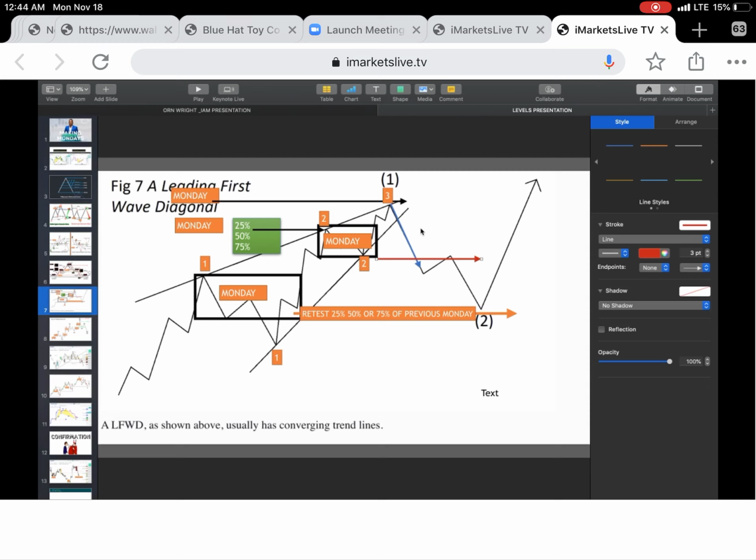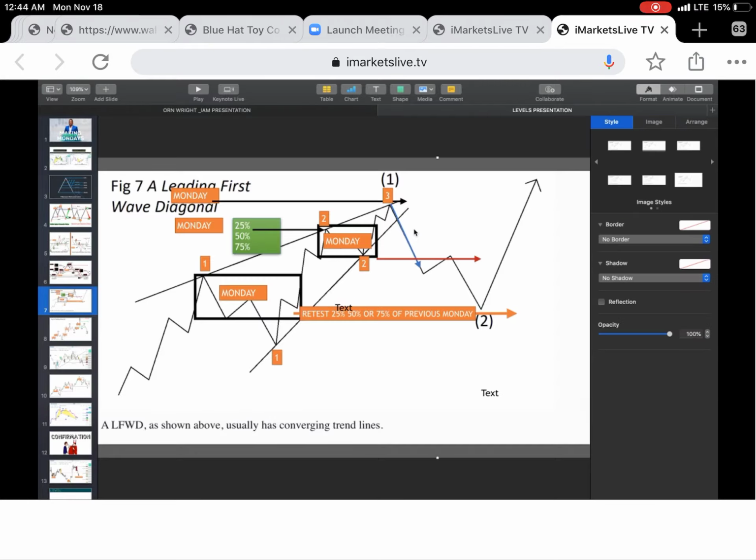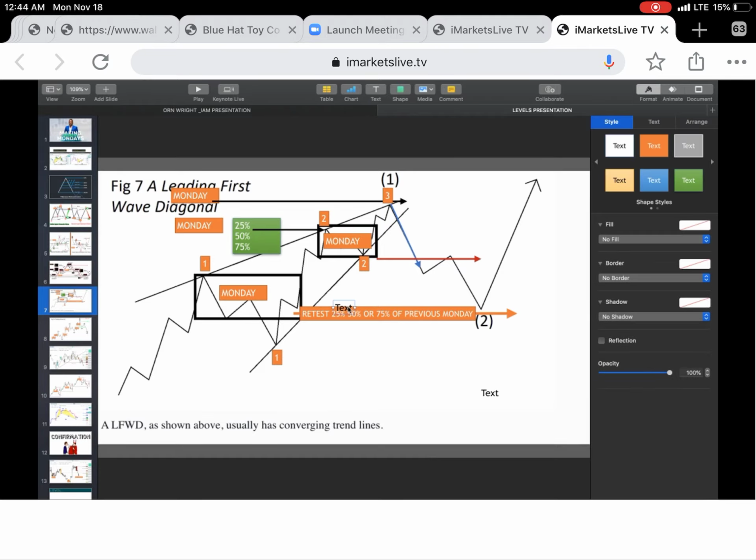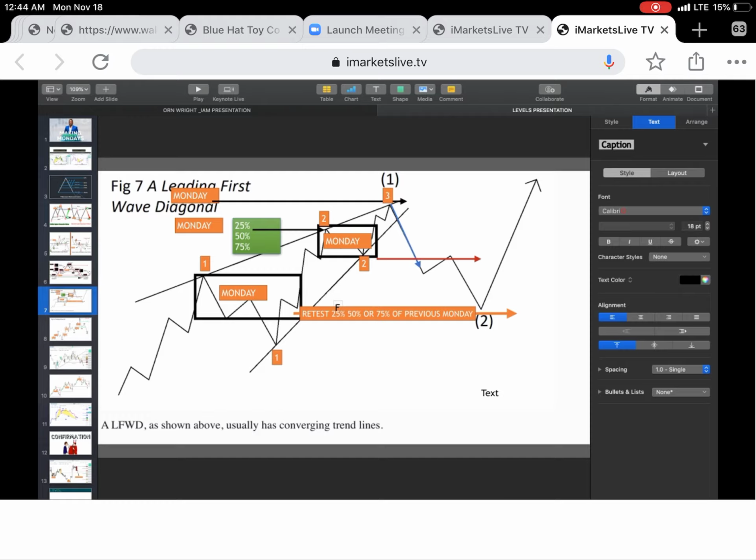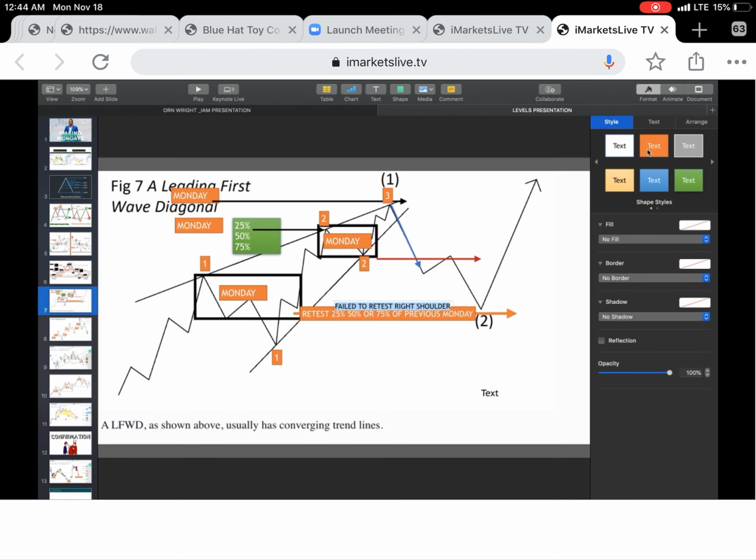Okay? So the market failed to come back into the zone. So I'm just going to write this here. Failed to retest right shoulder. So I'll just put that there. Failed to retest right shoulder. Then I'll just put this in a box.